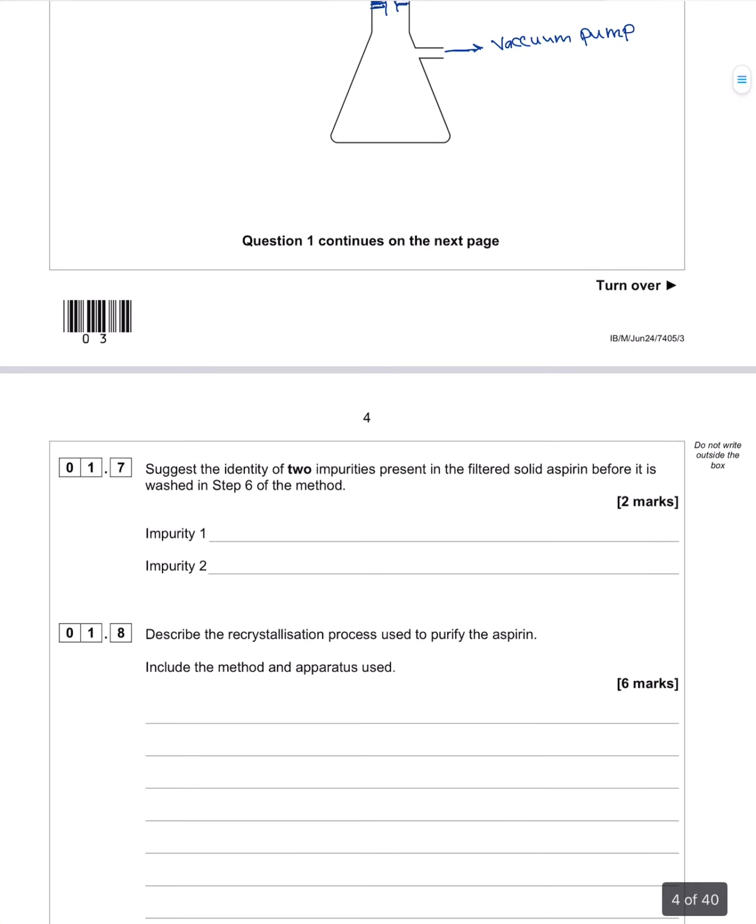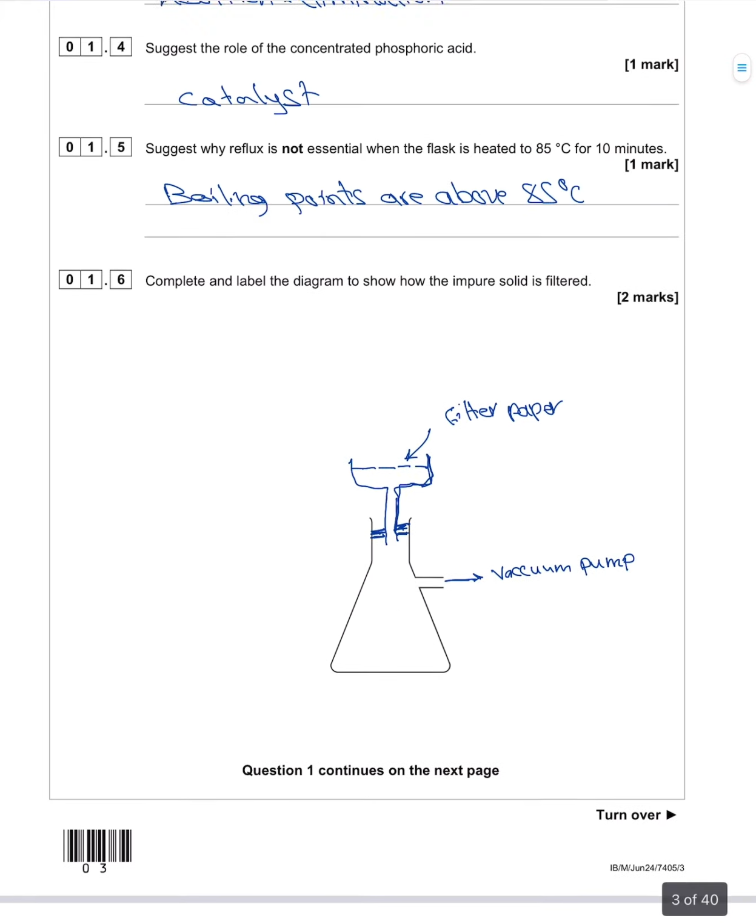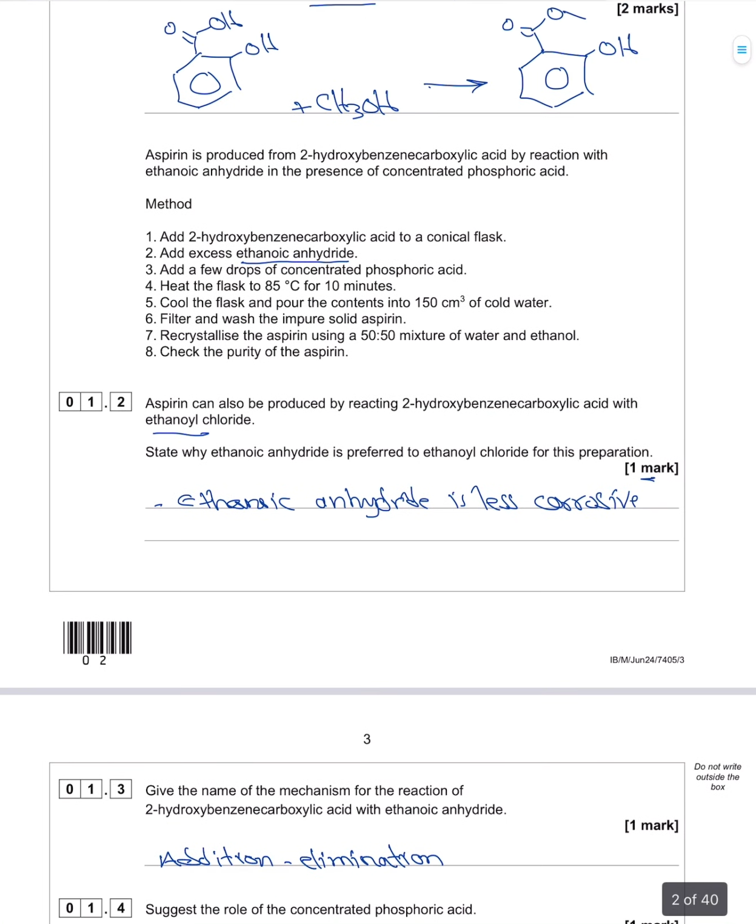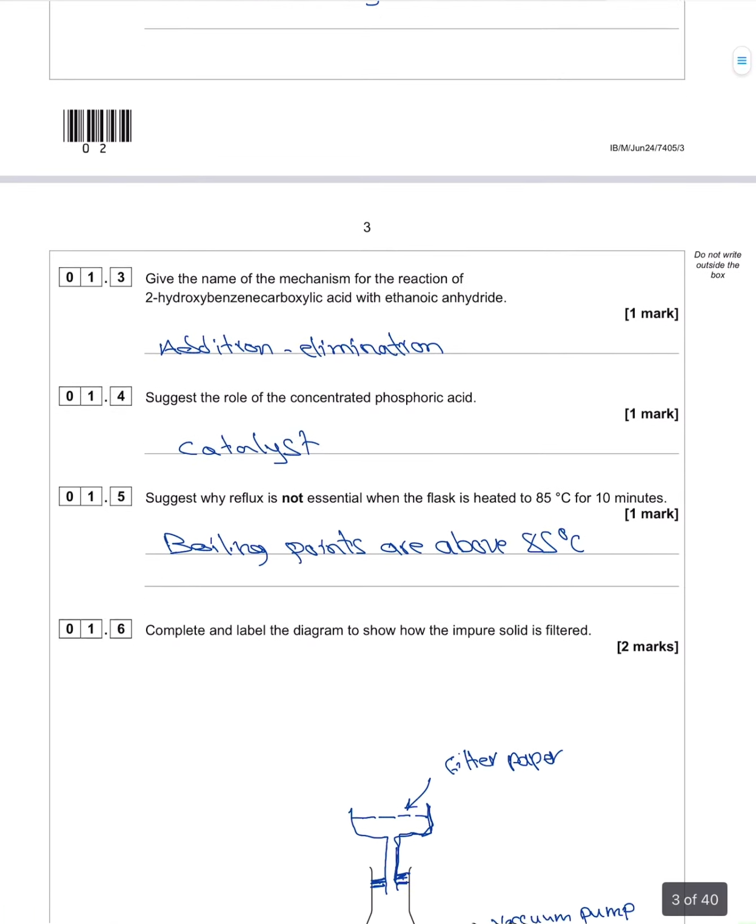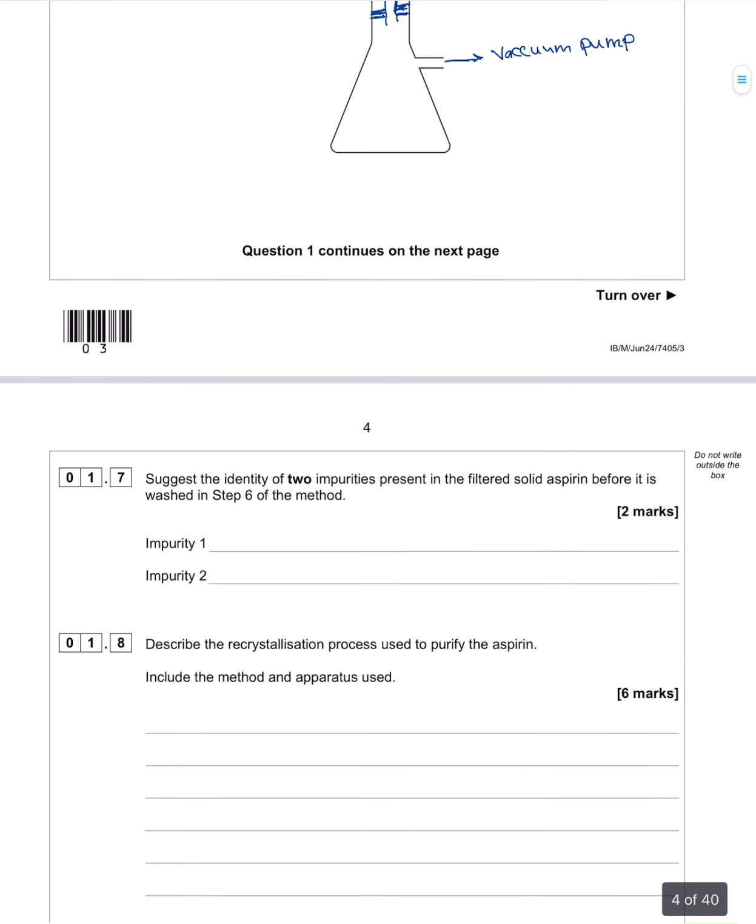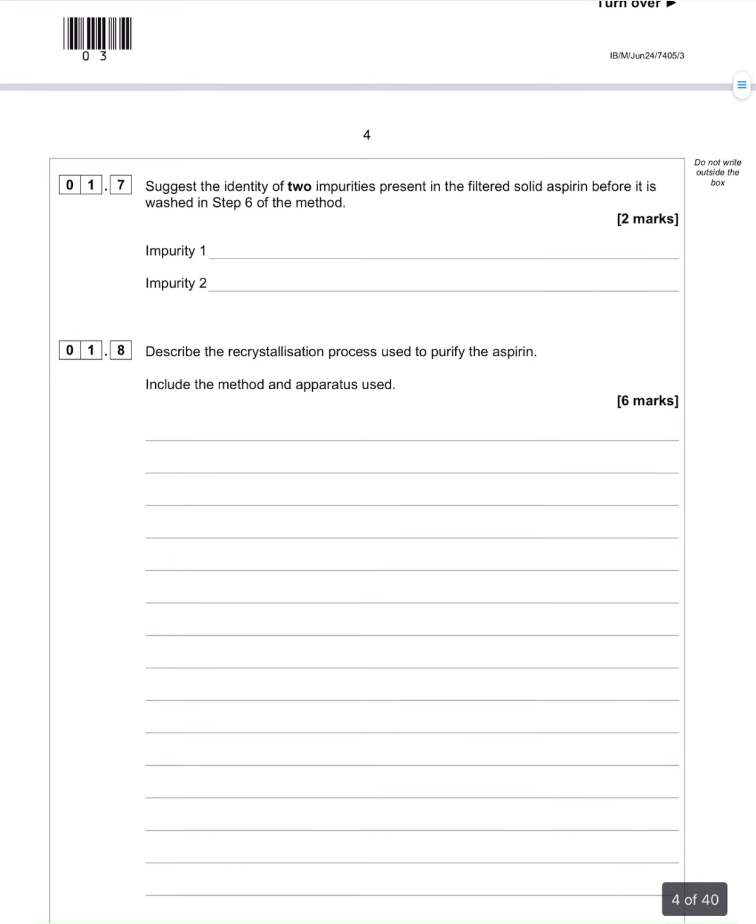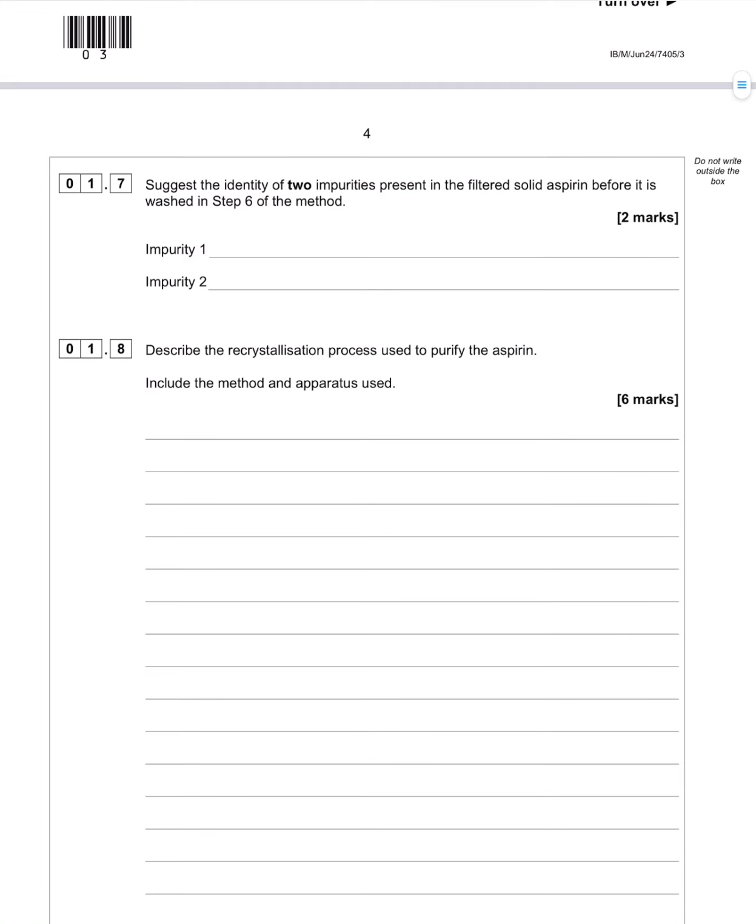And then suggest the identity of two impurities present in the filtered solid aspirin before it is washed in step 6 of this method. So before we do the washing in step 6, in step 6 they did filtration and washing of the impure solid and then recrystallize. So what would be the impurities there? Because we have used different reactants and there are other side products. So any of these could be one of the impurities.